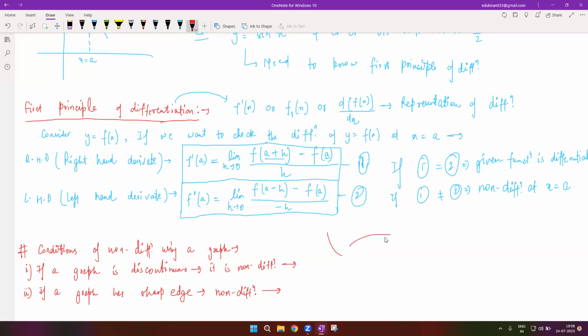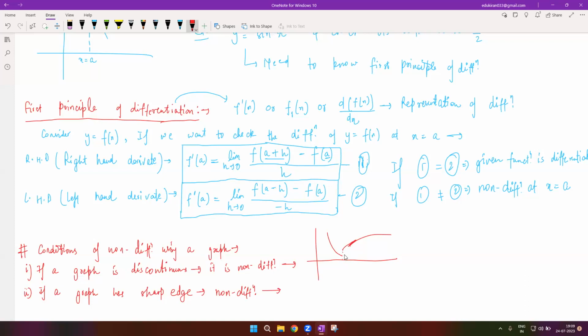So let's say my graph is this. For this case, you can understand like this. So let's say my graph is like this. Okay, now the graph is discontinuous. You can easily identify that at this point, the graph is discontinuous, right?